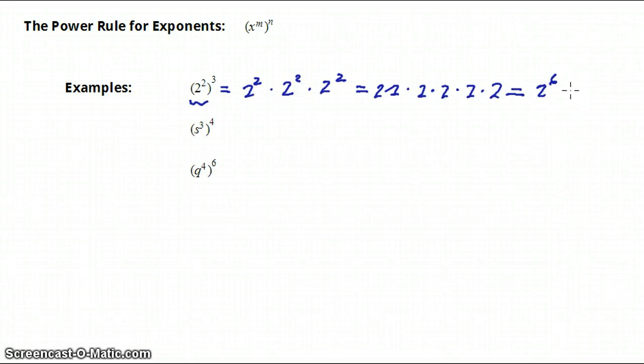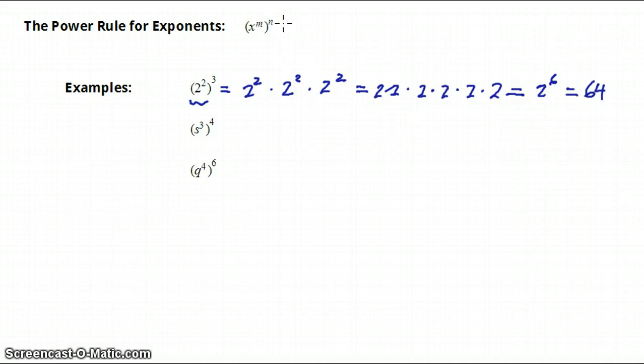Of course, 2 to the 6th power is a number I can figure out. I could multiply this out or input it in my calculator: 2 times 2 is 4, times 2 is 8, times 2 is 16, times 2 is 32, times 2 is 64. So 2 to the 6th power is equal to 64. But the important part for the general rule is that 2 to the 6th power is another way of writing that exponential form.